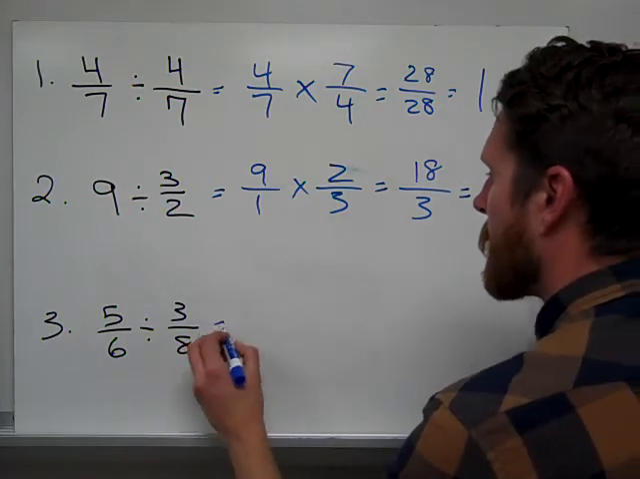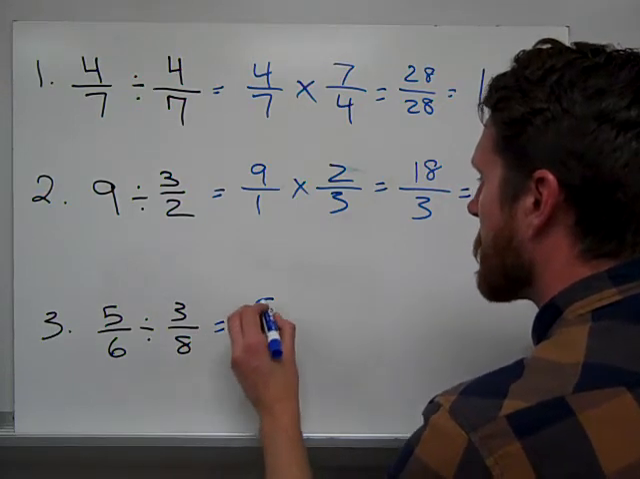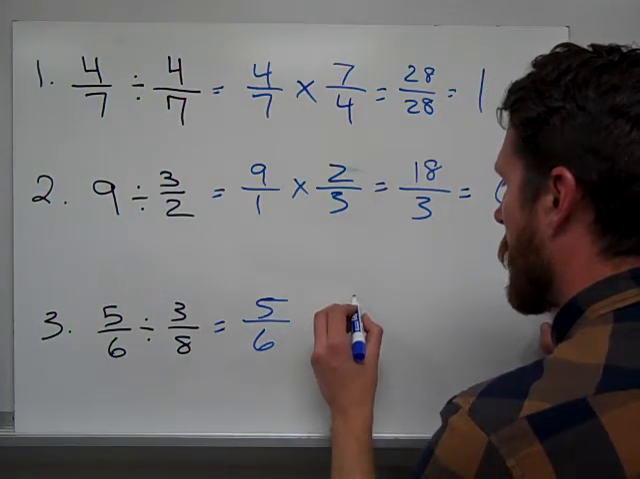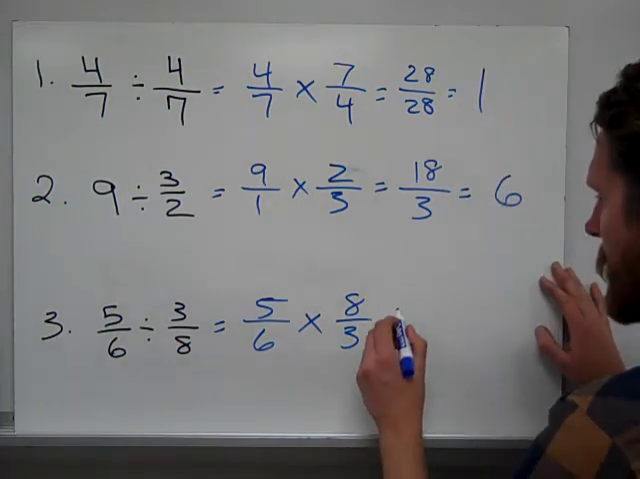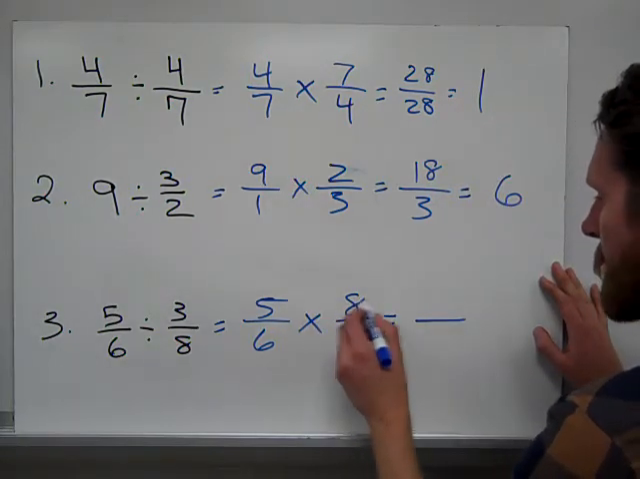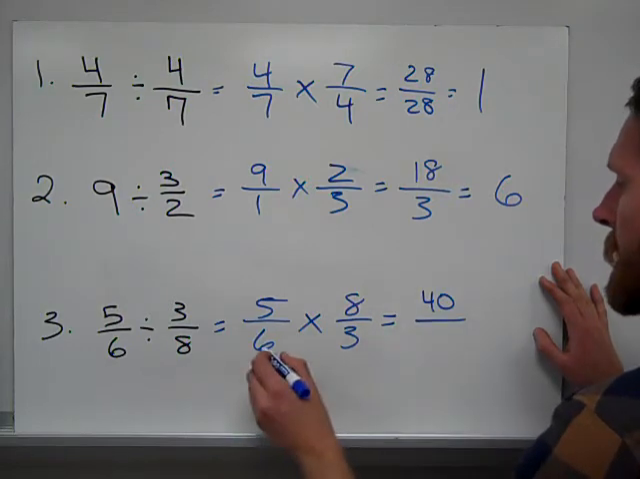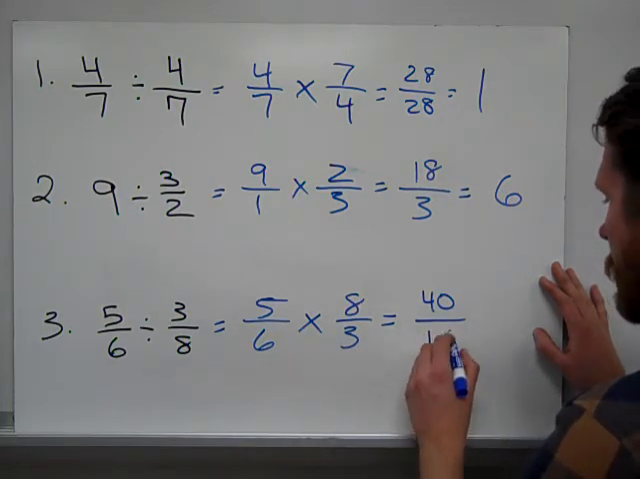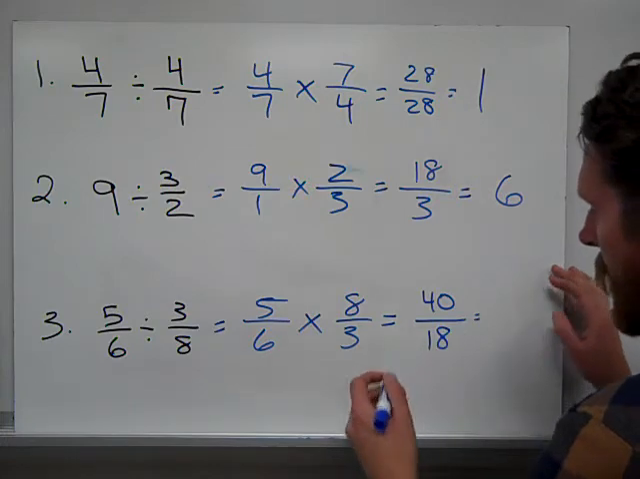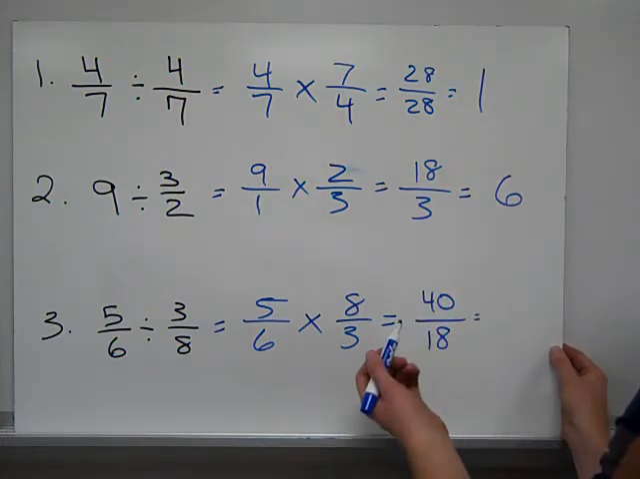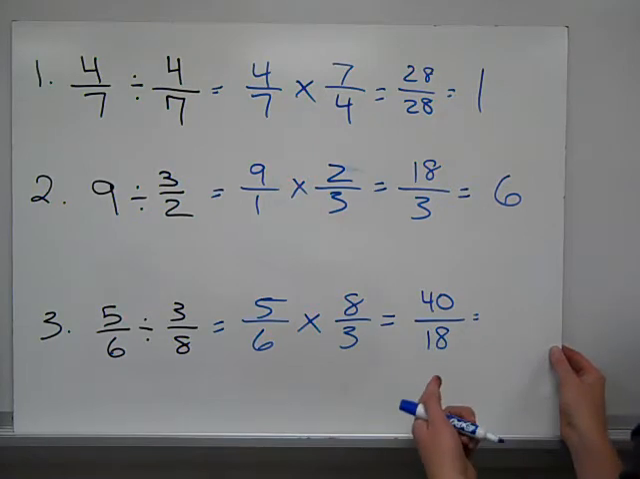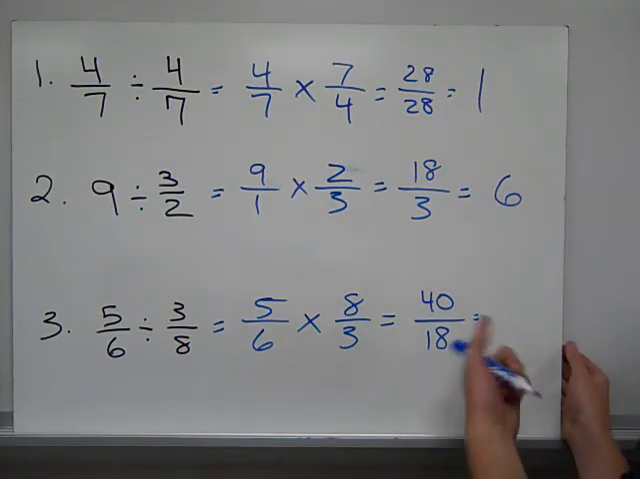Next one. 5/6 stays the same. 3/8 reciprocal, 8/3. Division turns to multiplication. 5 times 8 is 40. 6 times 3, 18. We can simplify this. And then we're probably going to have to turn it into a mixed number unless it comes out evenly.